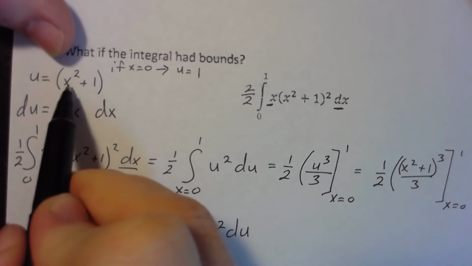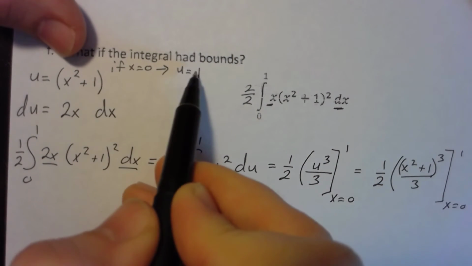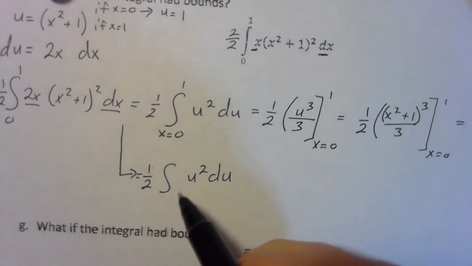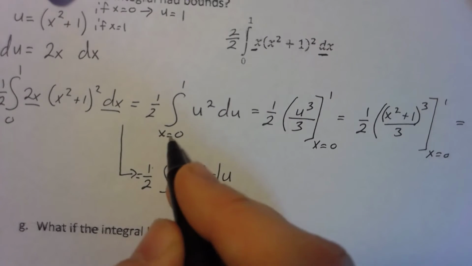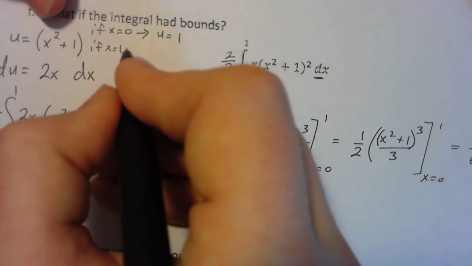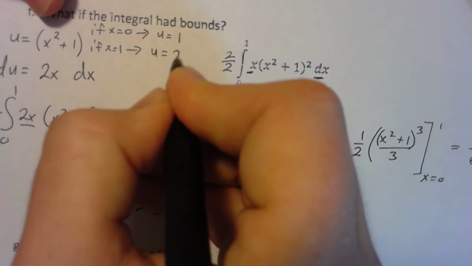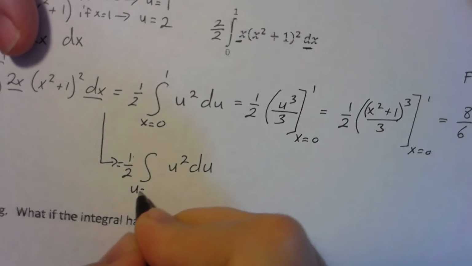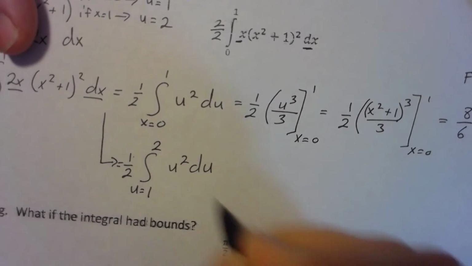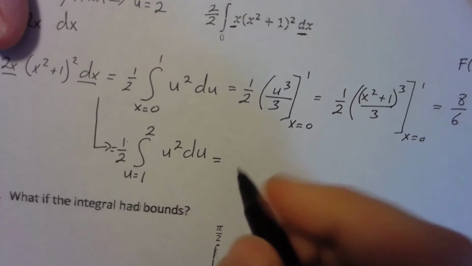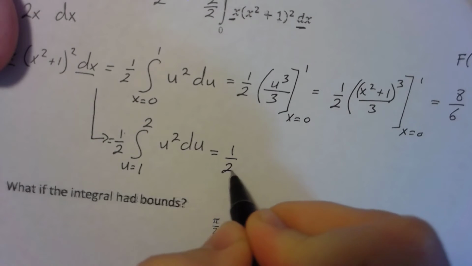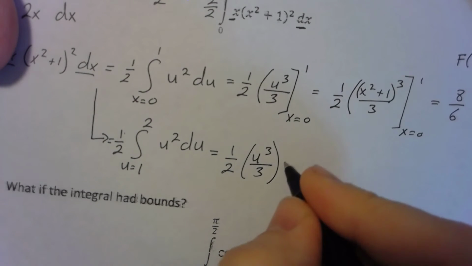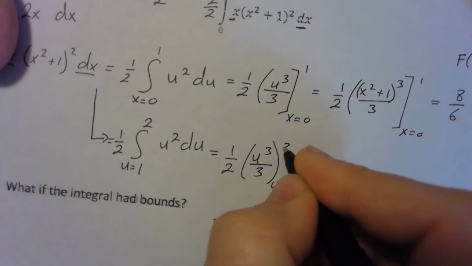If I plug 0 into this function, I'm going to have 0 squared plus 1, which is just 1. And if x equals my 1 value, again, notice I'm using 0 because that's the lower bound. I'm using 1 because that's the upper bound. If I plug in 1, then u is equal to actually 2. Again, 1 squared plus 1 is 2. So now I can go ahead and change my bounds to be from 1 to 2 instead of from 0 to 1. And this thing is going to then equal 1/2 u to the power of 3 divided by 3, evaluated from u equals 1 to 2.